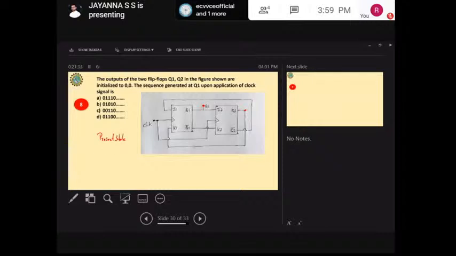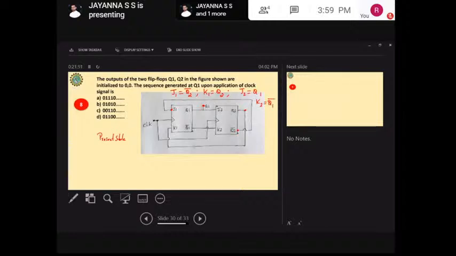Before that, you can see that J1 is connected to Q2 bar. I am going to write this: J1 will be equal to Q2 bar. Next, K1 is equal to Q2. Okay, fine. Next, J2 is equal to Q1, and K2 is equal to Q1 bar.